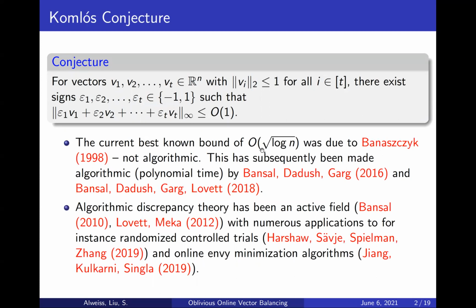The current best known bound is of the order of square root of log n, and this is due to Banaszczyk in 1998. However, this original proof was not algorithmic. This has been made algorithmic by subsequent work of Bansal, Dadush, Garg, and Lovett. And algorithmic discrepancy theory in general has been an active field. Two quite famous papers are by Bansal and Lovett-Meka, which made Spencer's six standard deviations suffice result effective, and has numerous applications, for instance, to randomized controlled trials and online Nb minimization algorithms.